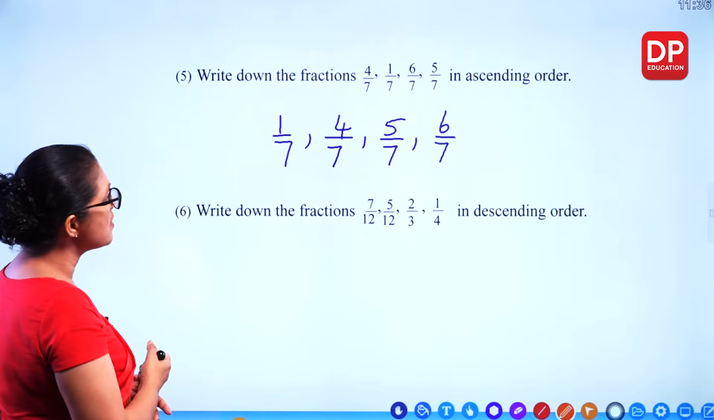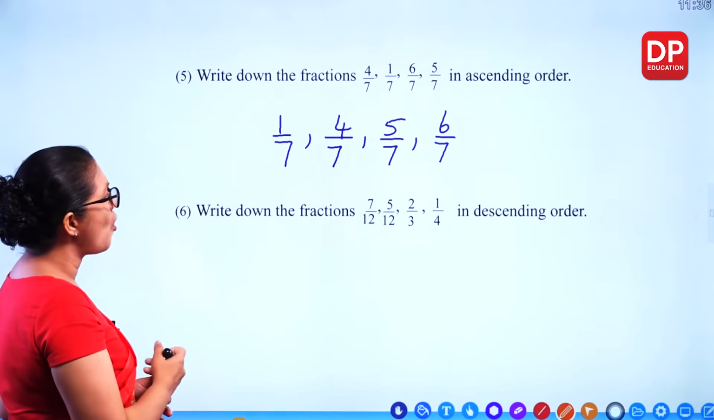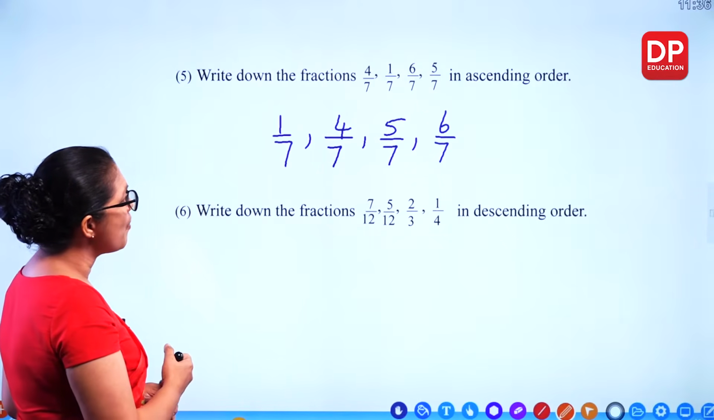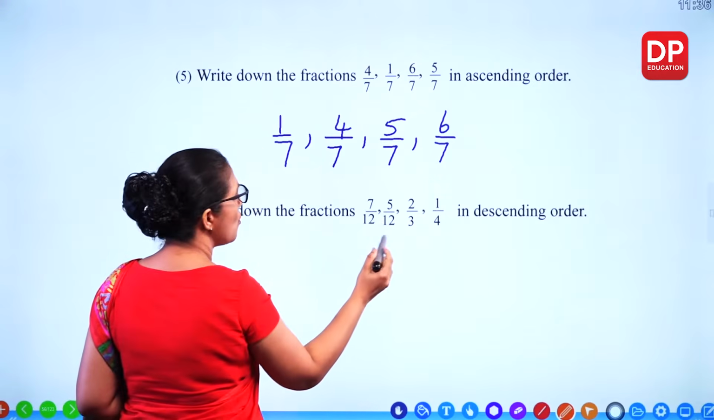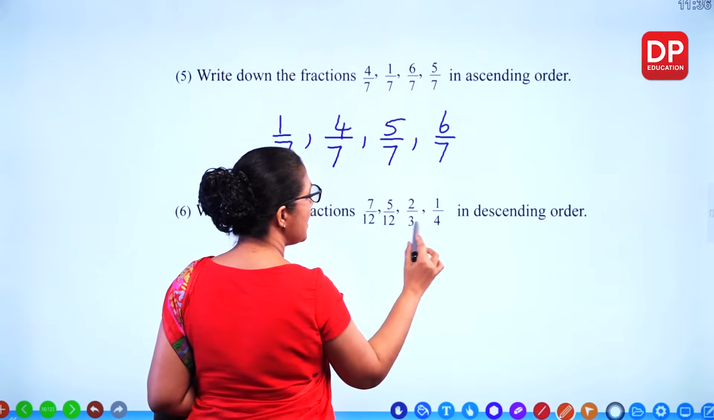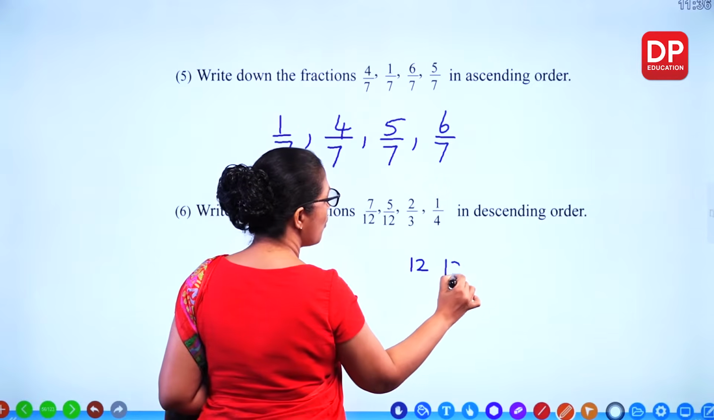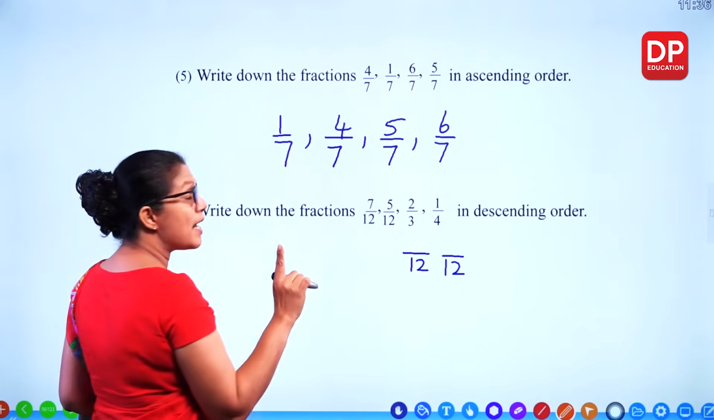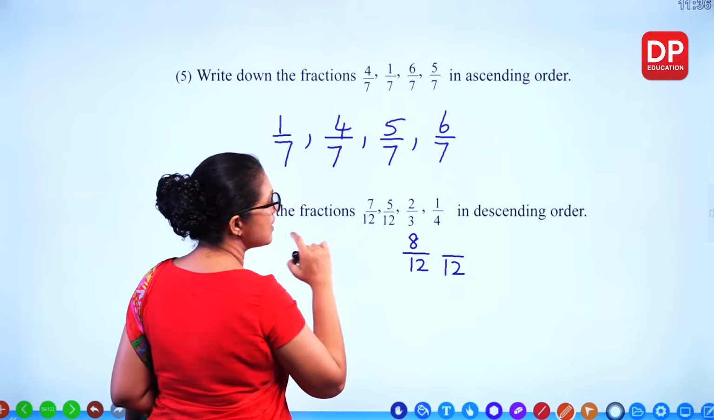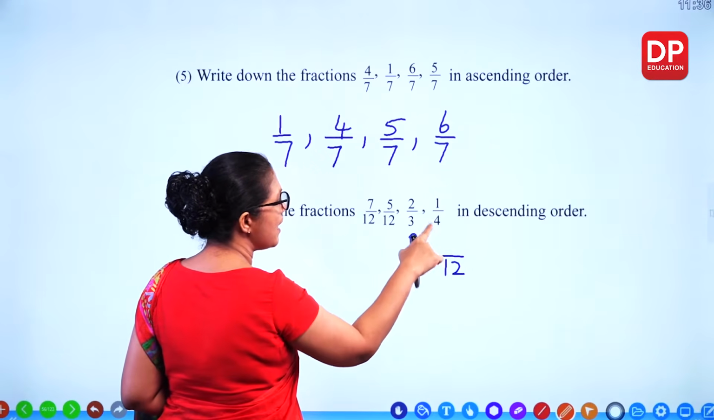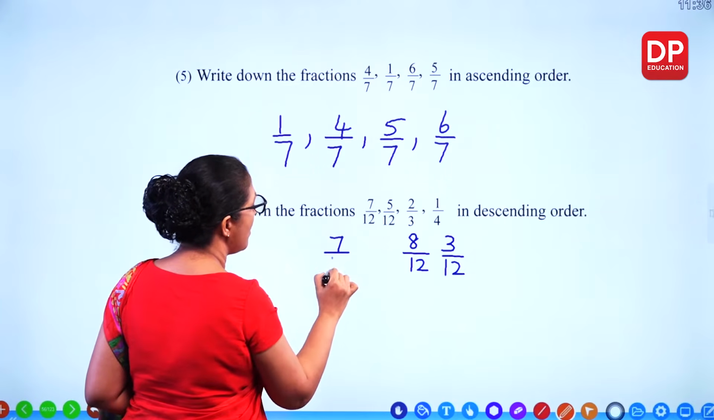Write down the fractions in descending order. Descending means highest to smallest. Now there's a problem. We can't compare because the denominators are not the same. So we'll convert to the same denominator. 3 and 4. I can convert to 12. Both to 12. So multiply by 4. 4 times 3, 12. 4 times 2, 8. Here you multiply by 3. 3 times 1, 3. Now you can compare.